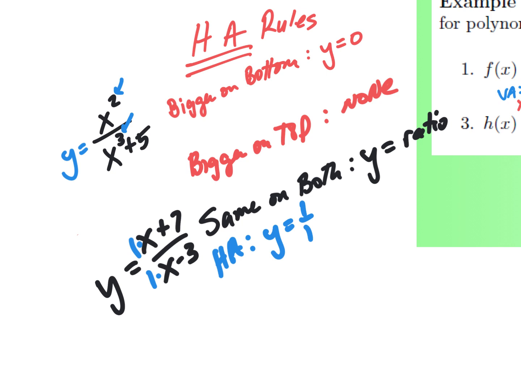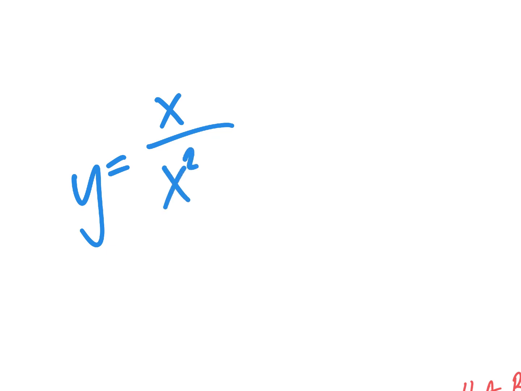Okay, verticals come from the denominator, but the horizontals have these 3 rules. Bigger on bottom, bigger on top, same on both. The only other thing you really need for today is that to find points on a graph, you can make an XY chart. You're almost done. You almost know everything you need to know. So let's do a couple and just see if you really get this. Let's say I got y equals x over x squared plus 3.